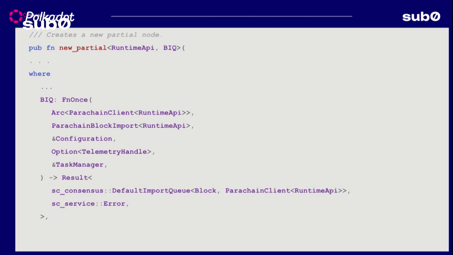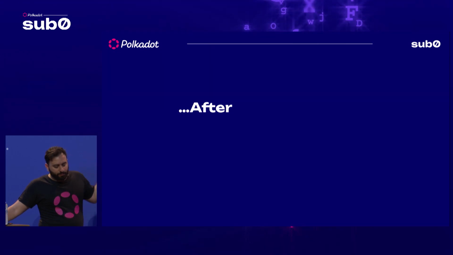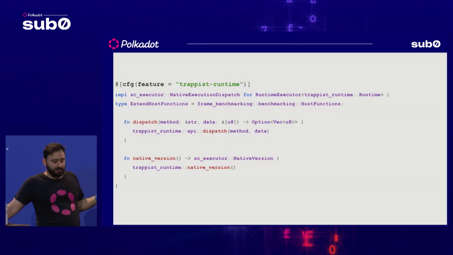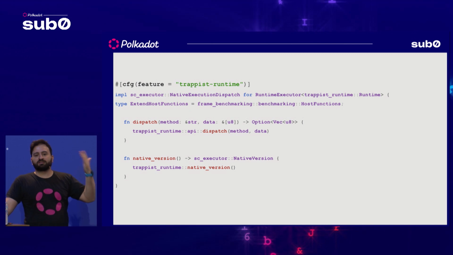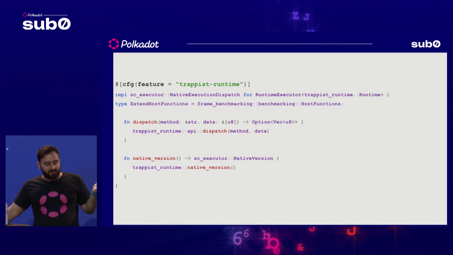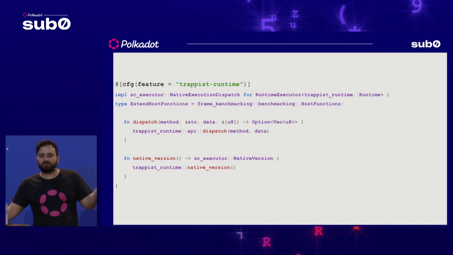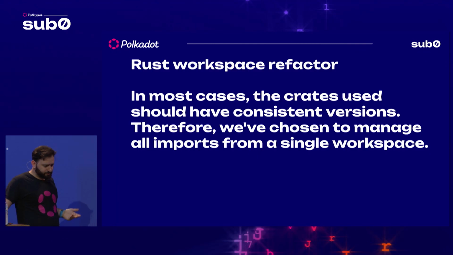For example, you have to provide a custom import queue, okay? And it's very different from how it looks in the Parachain template. Also, we optimize the builds. We put feature builds with the Trappist runtime. So in the deployment on the CIs, we just compile the Trappist runtime. We don't build all the runtimes because we don't need it.